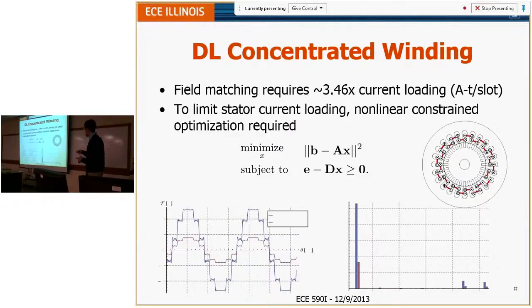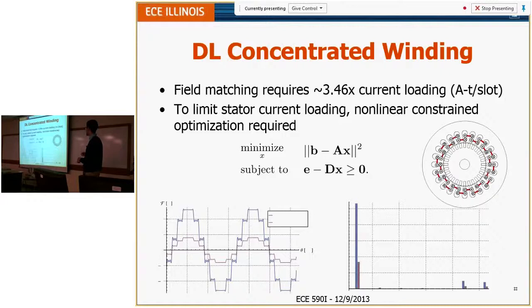So this just provides some results for this. The blue curve here is called unconstrained. The red curve is constrained. This plot is the harmonic amplitude, and this is the harmonic number.